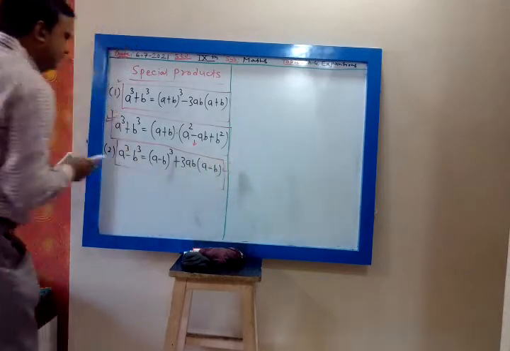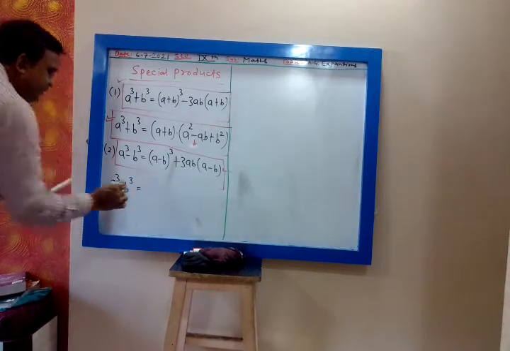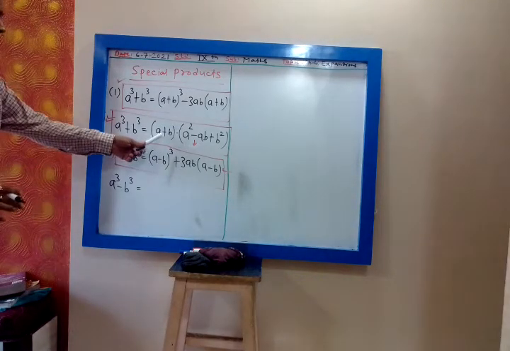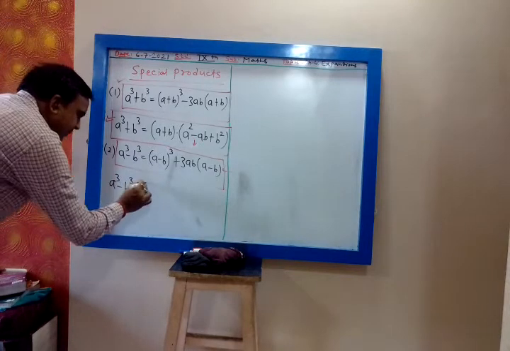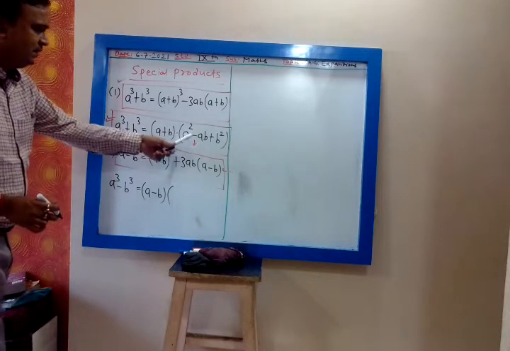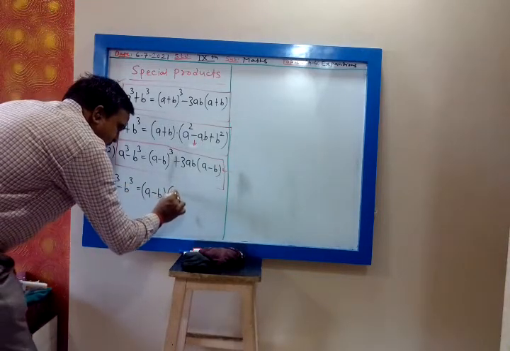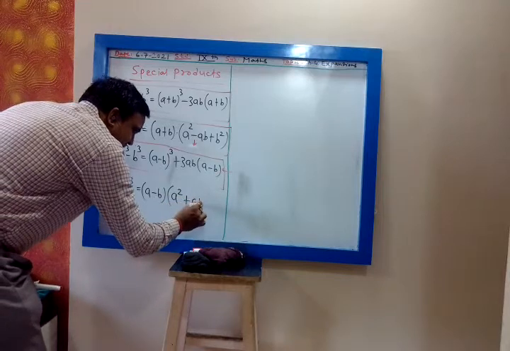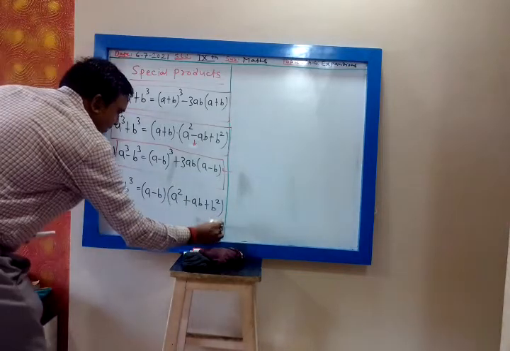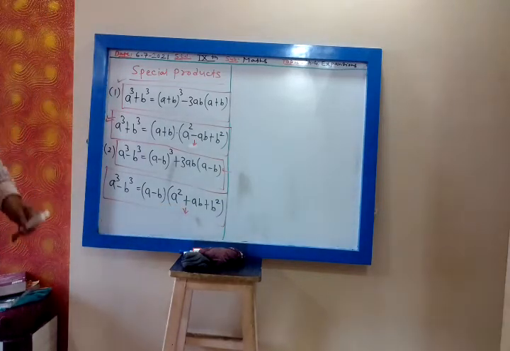Now there is one more formula for a cube minus b cube. See here, if it is a cube plus b cube, then it is a plus b. If it is a cube minus b cube, then it will be a minus b. Then in the second bracket, if it is plus, in between it will have minus. Now it is minus, so in between you will have plus. So that is a square plus ab plus b square. That's all. So a cube minus b cube is (a minus b) into (a square plus ab plus b square). So this you have to remember. The sign you have to remember.